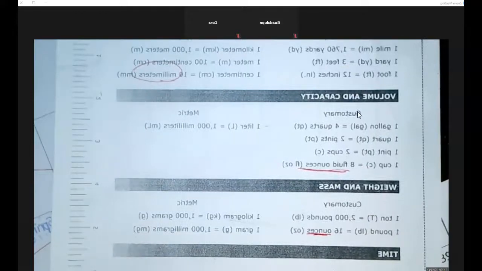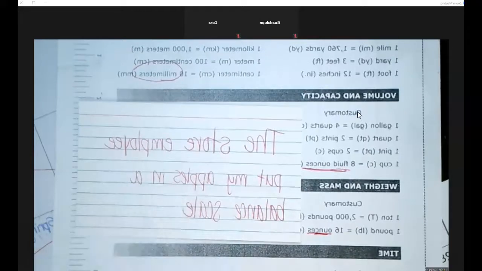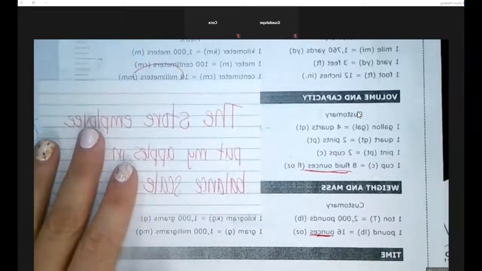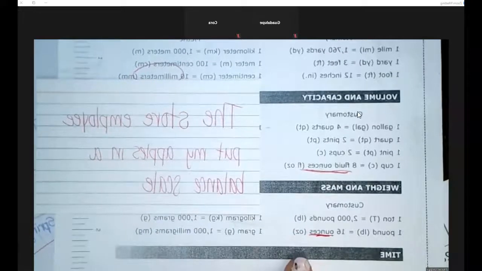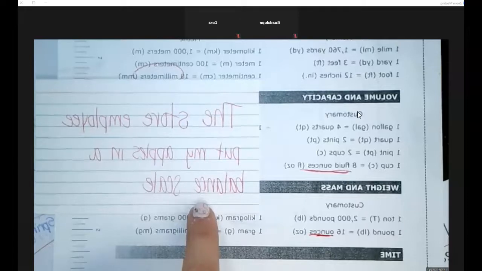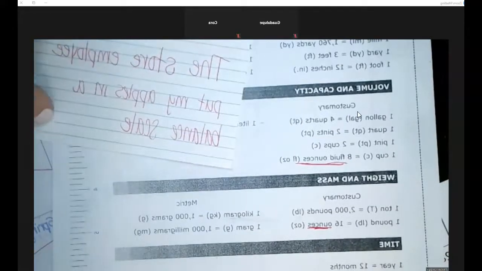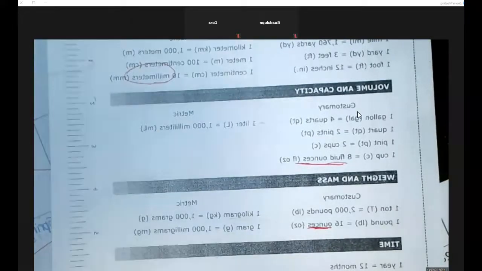Okay, let's do a couple more. The store employee put my apples in a balance scale. So what measurement is he using, or could he use? Kelsey? Weight and mass. Good. If he's putting it in a balance scale, then he is weighing the apples, right? Okay, so anything in weight and mass.